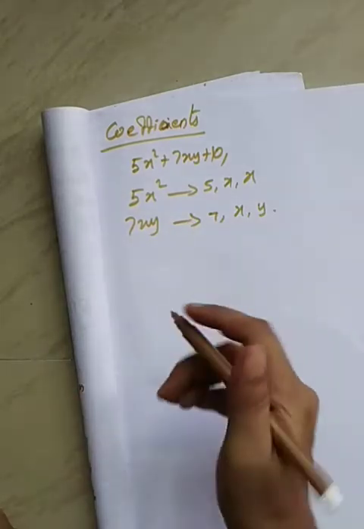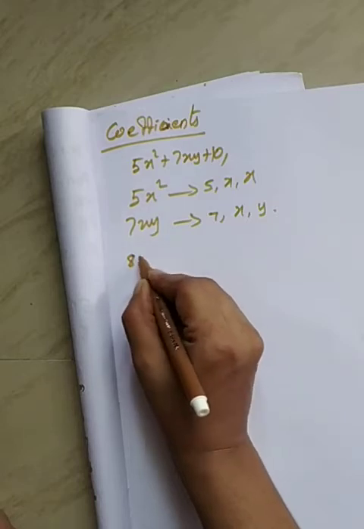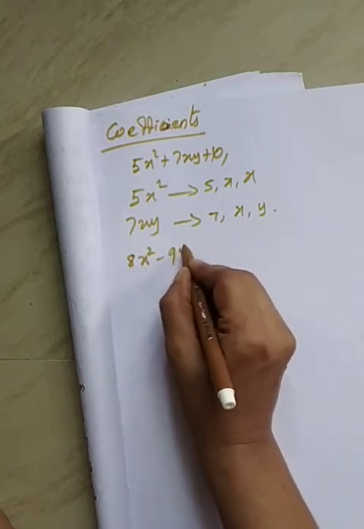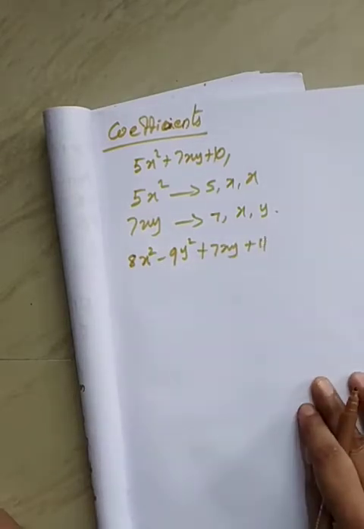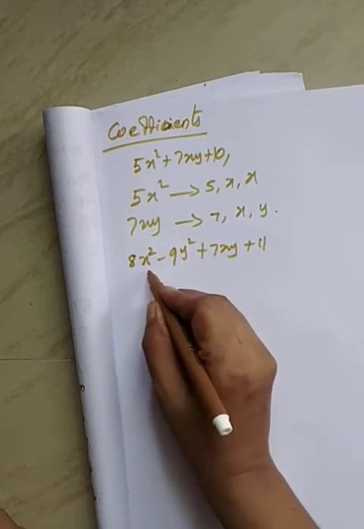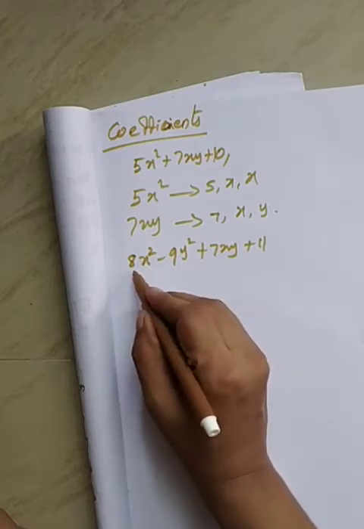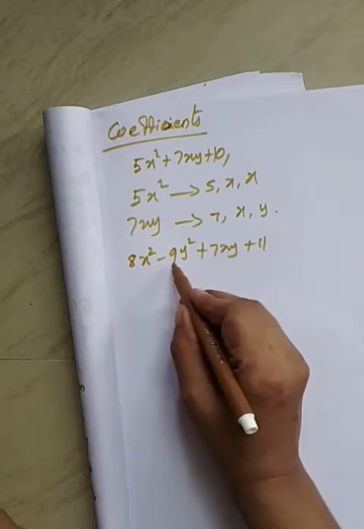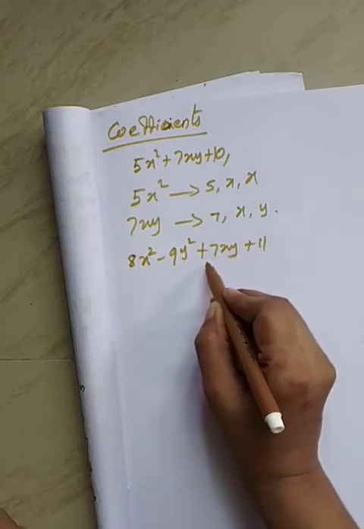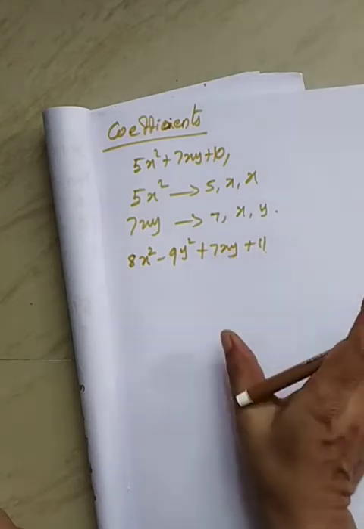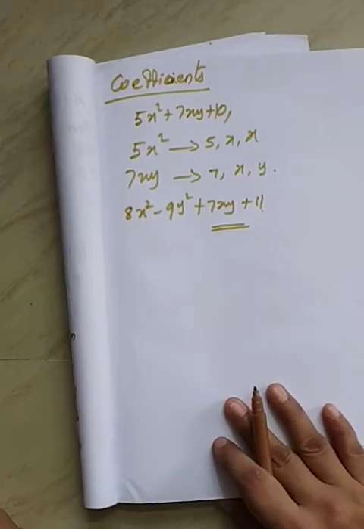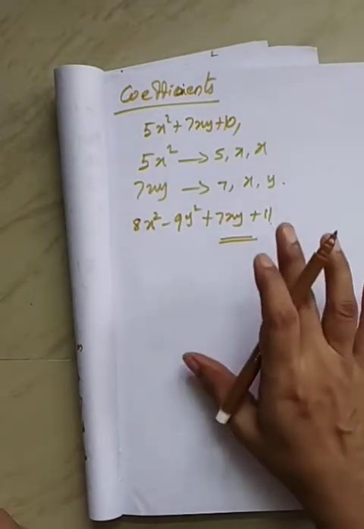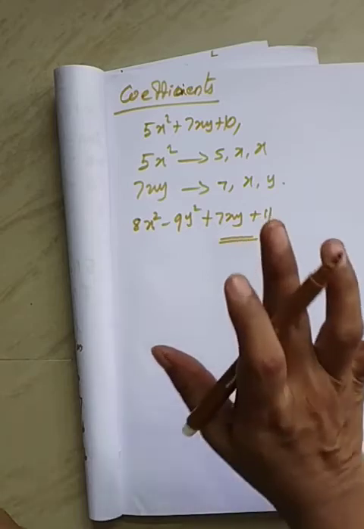Clear? One more example. In the expression 8x squared minus 9y squared plus 7xy plus 11, the coefficient of the term x squared is 8, the coefficient of the term y squared is minus 9, the coefficient of the term xy is plus 7, and the constant term is 11. Everybody clear the coefficient? Thus, in general, the numerical coefficient of a term is called its coefficient.